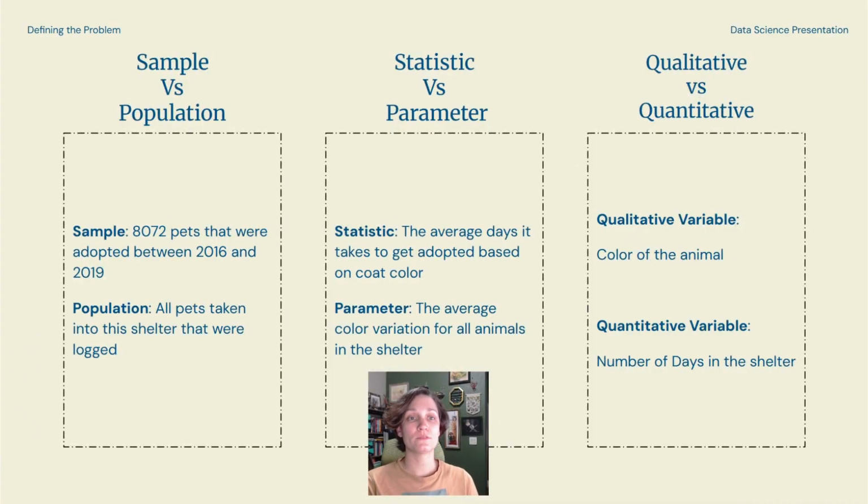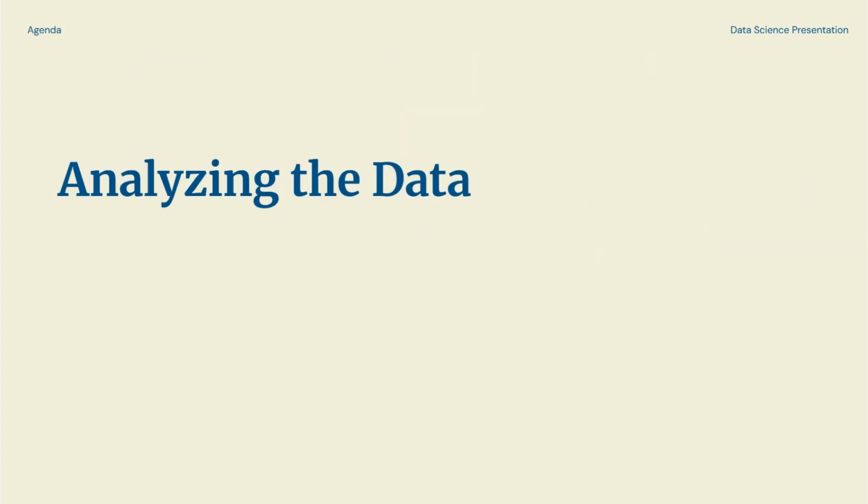So our sample is 8,000 pets that were adopted between 2006 and 2019. Our population is all the pets taken into this one shelter that were logged. And our statistic is the average days that it takes to get adopted based on coat color, while our parameter is the average color variation for all animals in the shelter. The qualitative variable is the color of the animal, while the quantitative variable is the number of days in the shelter.